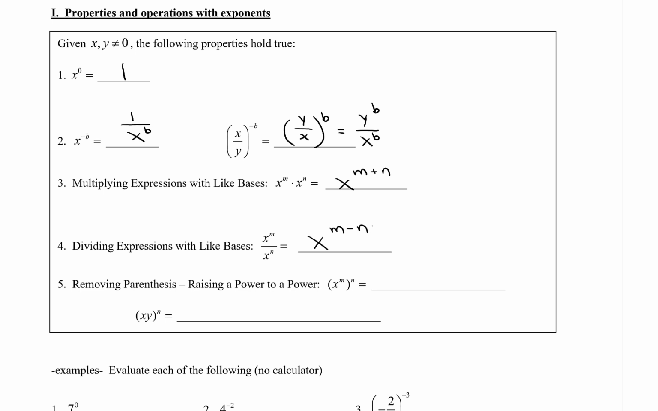5. Removing parentheses. Raising a power to a power. X raised to the m power, raised to the nth power, is equal to x raised to the m times n power. And if you have x times y inside parentheses all raised to the nth power, then we can have x raised to the nth power times y raised to the nth power.